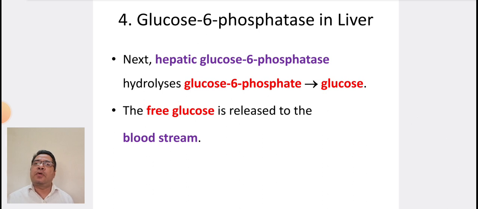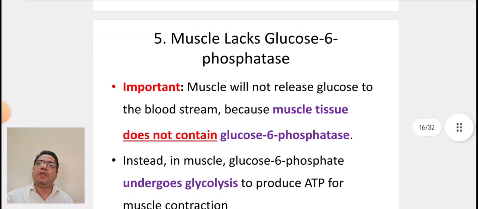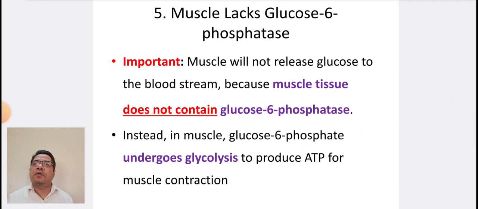Coming to the next point, glucose 6-phosphatase in liver. Hepatic glucose 6-phosphatase hydrolyzes glucose 6-phosphate to glucose. This free glucose is released to the bloodstream. On the other hand, muscle lacks glucose 6-phosphatase. The important point is muscle will not release glucose to the bloodstream because muscle tissue does not contain glucose 6-phosphatase. Instead, in muscle, glucose 6-phosphate undergoes glycolysis to produce ATP for muscle contraction.